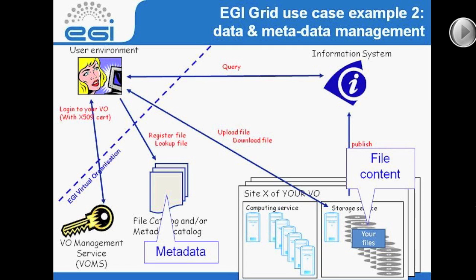So meanwhile, file content is stored in physical files on different storage services across the VO. The metadata and the file catalog data that are stored in centralized registries are accessed by the user centrally in order to do tag-based lookups and more intelligent searches.